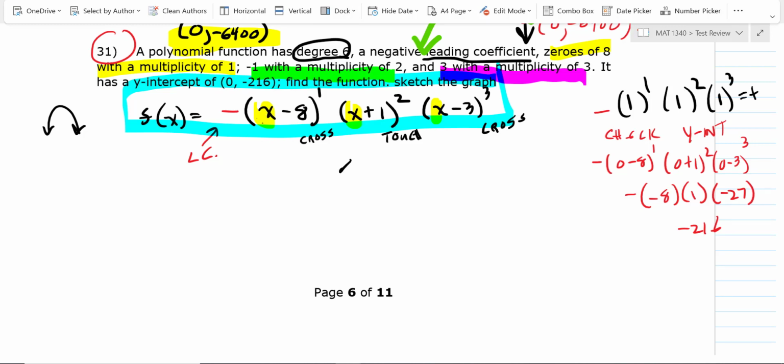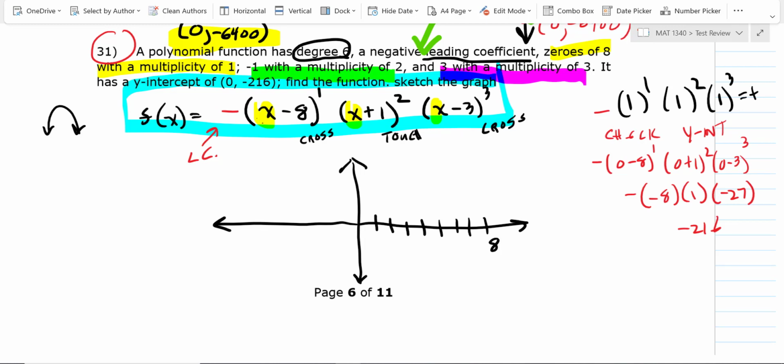Now, you're also supposed to graph this. Again, you could graph this on your calculator. I'm going to remind you how you can do this without a calculator. We need to go out to 8. We also need to look at 3, and we also need to look at negative 1. And then we've got that y-intercept.